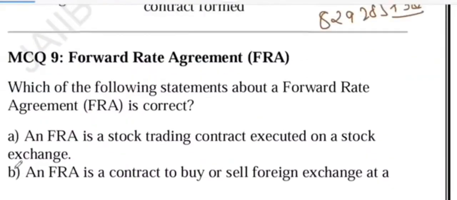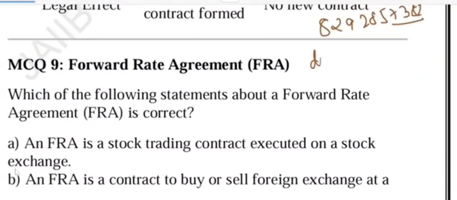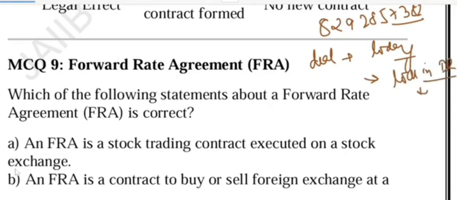FRA is called forward rate agreement. It is like a deal that you make today to lock in the interest rate for a loan or deposit that will start in the future. It's like saying, let's fix the interest rate now. I don't have to worry about the future changes.